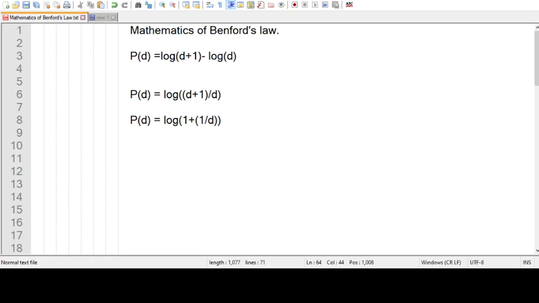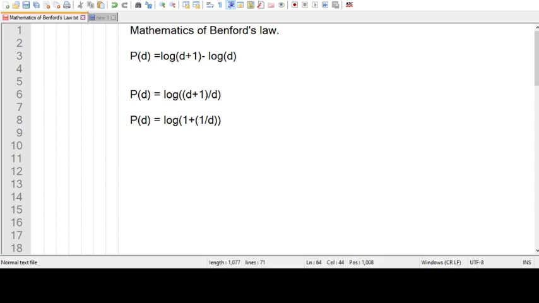Okay, in this short video, I'm just going to talk about some mathematics behind Benford's law, just to illustrate how this really works. Basically, it's right there, that one line. That's Benford's law of the first digit. The probability, P, of that first digit, represented by D, equals the logarithm of the digit plus 1 minus the logarithm of the digit. So you plug the digit in where there's D.